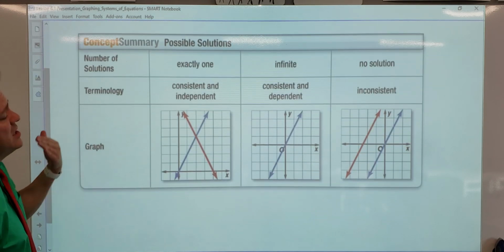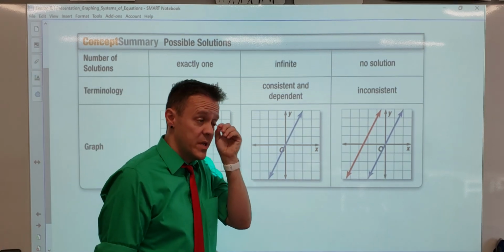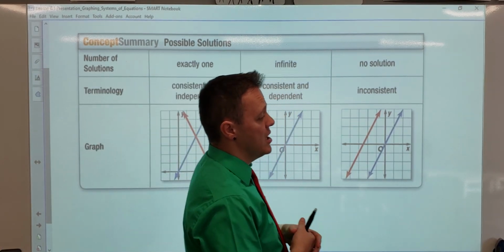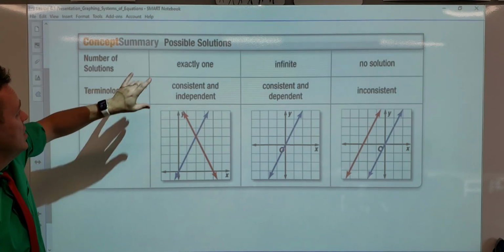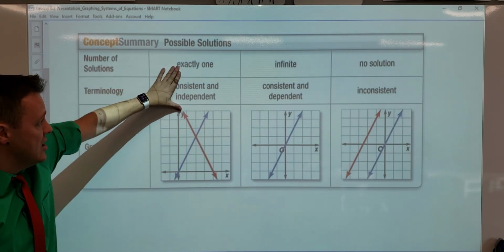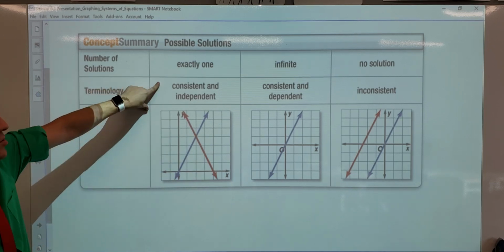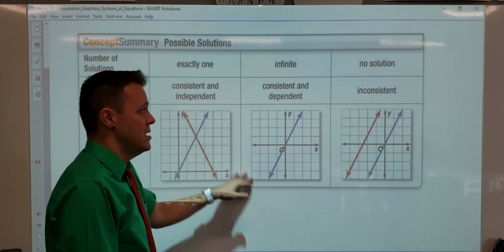Now for us, this is on the notes. So if you don't have the notes, pick them up from me. But this is talking about what are the actual possible solutions that you'll run into. One, if you get exactly one solution, the terminology we use is called consistent and independent.